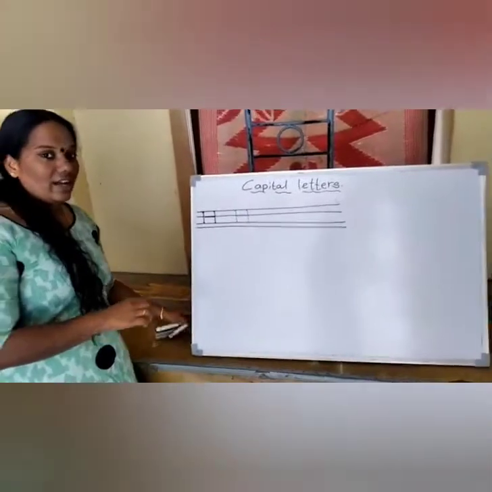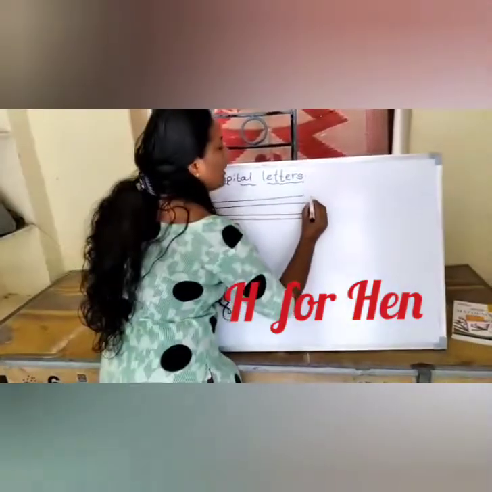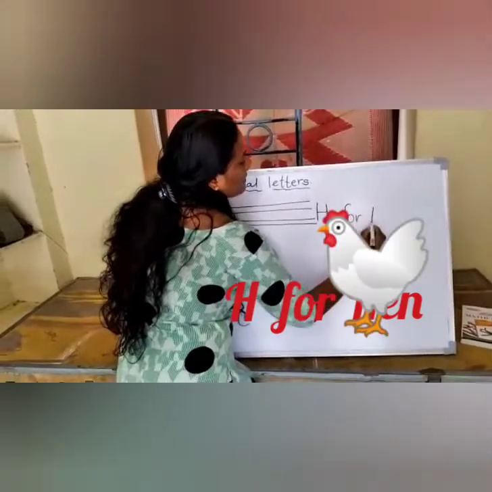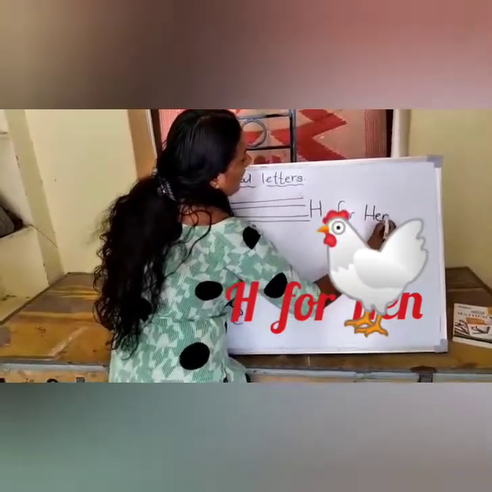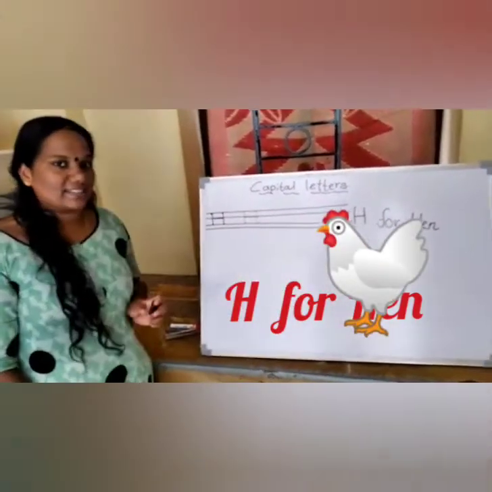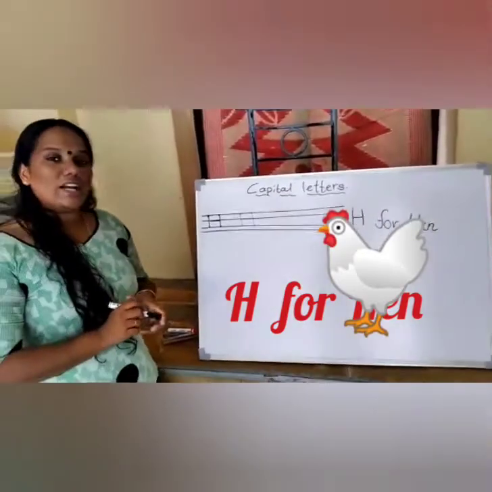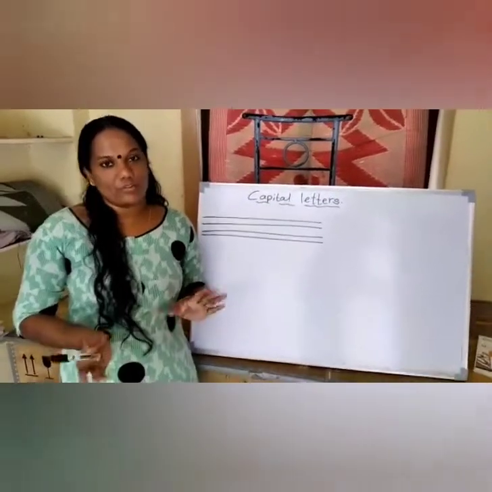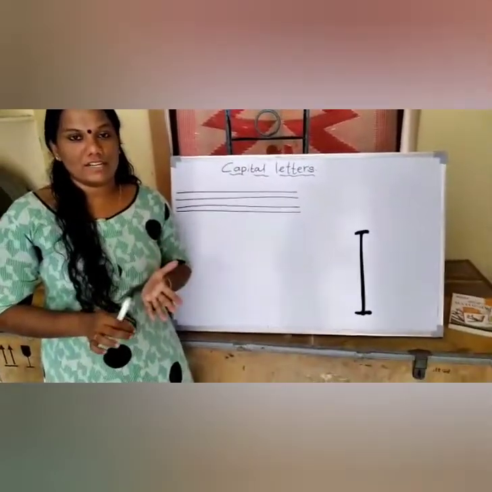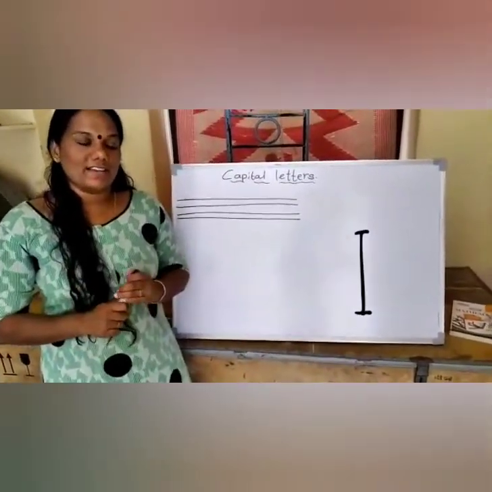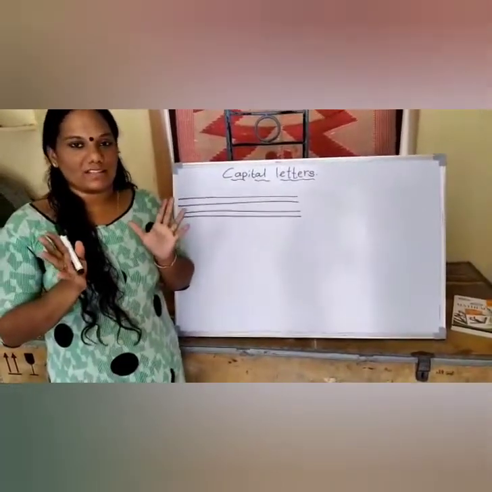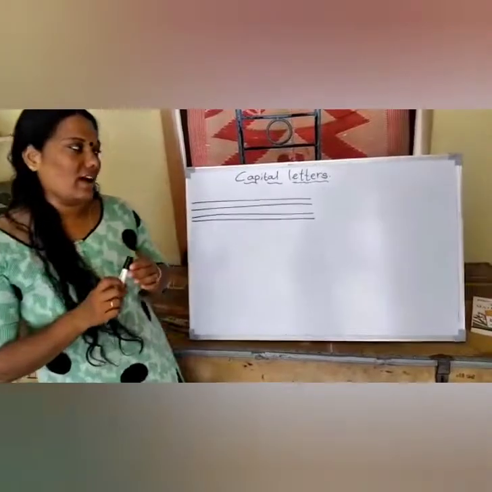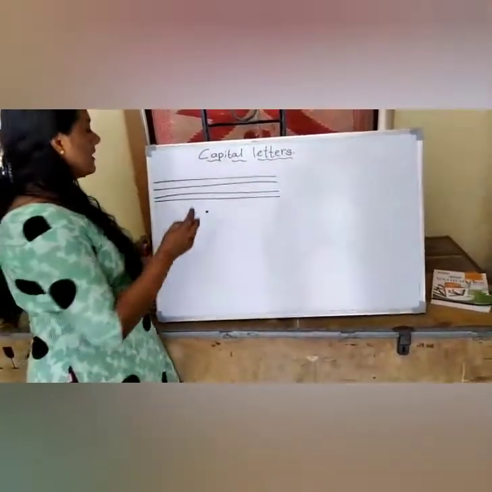H for hen. Look here. H for hen. Do you know hen? Okay, H for hen. What is the next letter? H is over. So, I. What is the letter? I. I is an easy letter to write. I we can write easily.